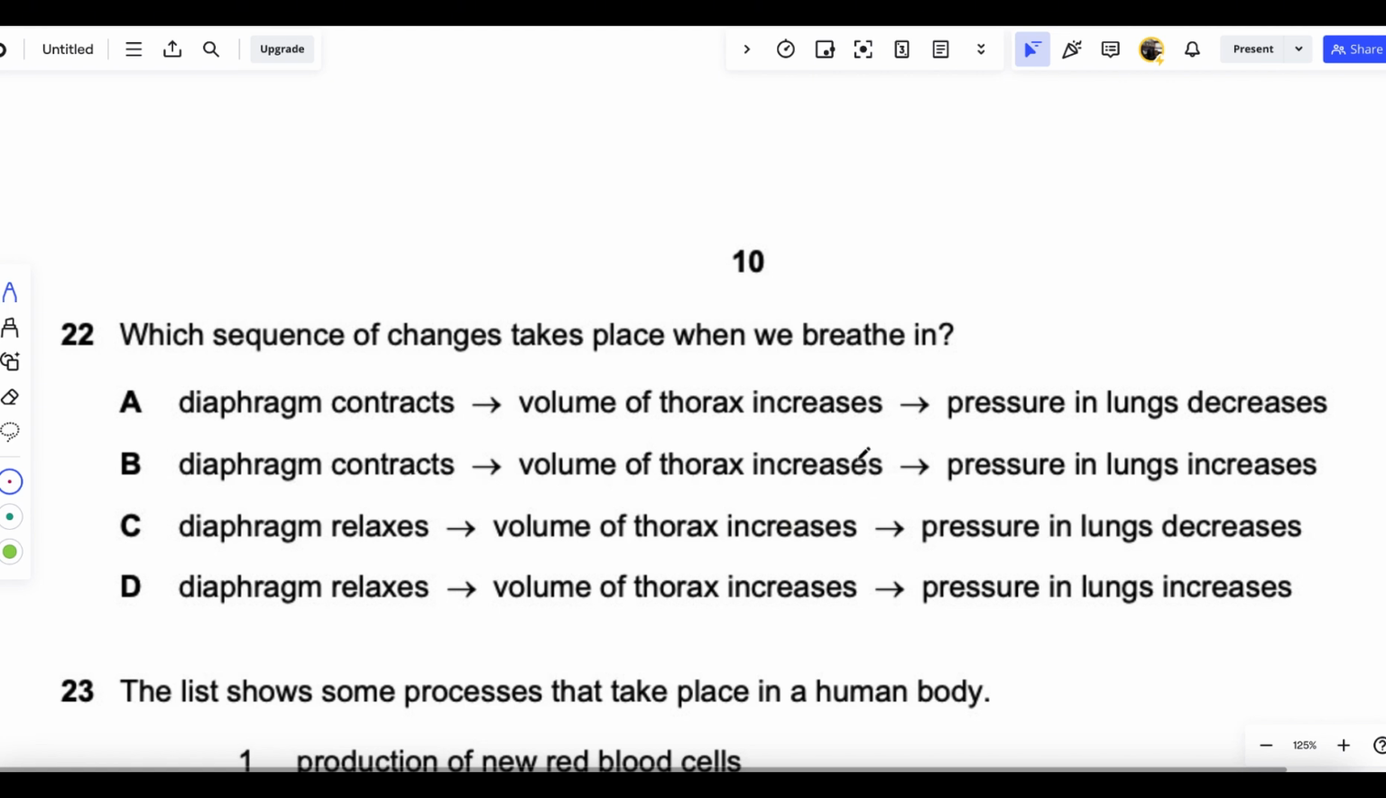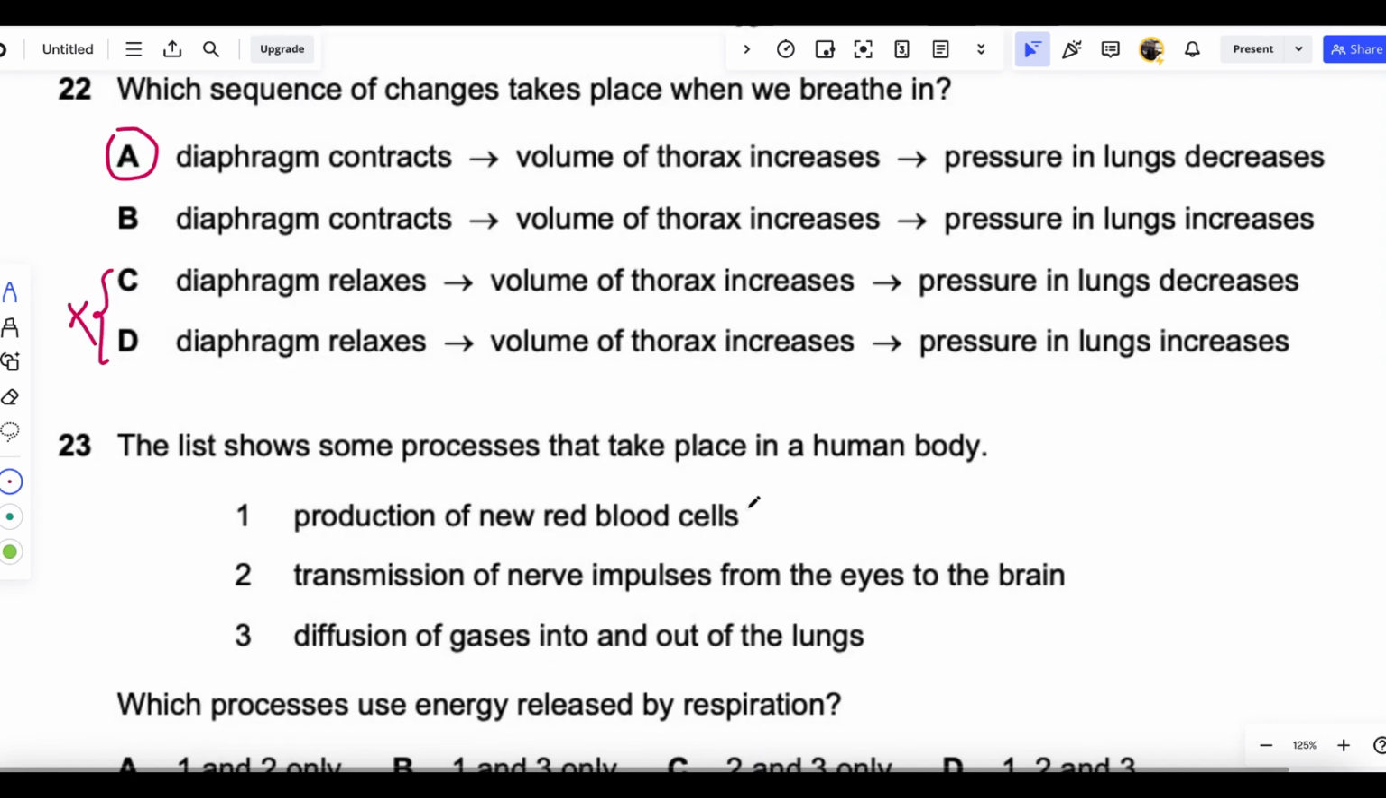Diaphragm contracts, volume of thorax increases. Okay, you see? Up till now they are saying pressure increases. No, pressure in the lung decreases. So I think the answer is A. So we go to the option with diaphragm relax. When you breathe in, the diaphragm does not relax. It's when you breathe out that your diaphragm relaxes. So these two options already cancel themselves out. So you choose from A and B. The diaphragm contracts, volume of thorax increases, but the pressure in your lung will decrease. That's the most correct answer.